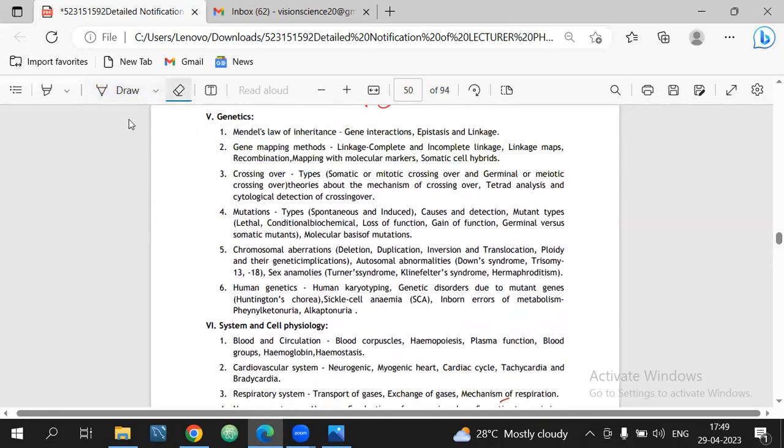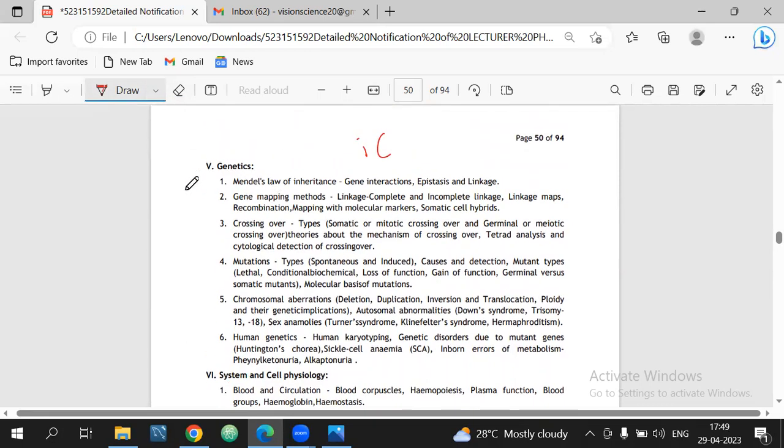And if you look into genetics, friends, you have to start with Mendel's principles, extension of Mendel's principles, then all the gene mapping methods, crossing over, all the types of mutations. Every type of mutation: nonsense mutation, missense mutation, cross mutations, loss of function mutation, gain of function mutation, germinal, somatic, everything.